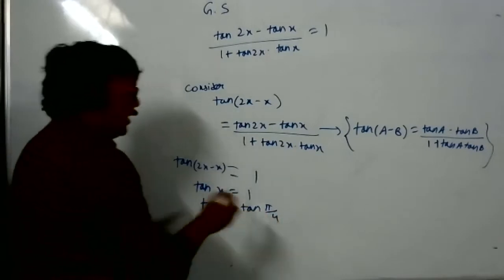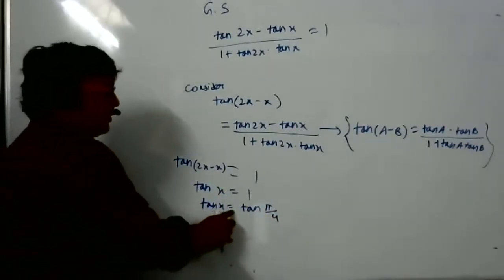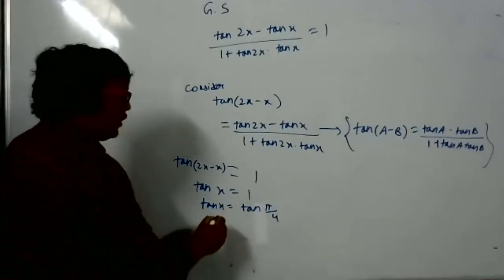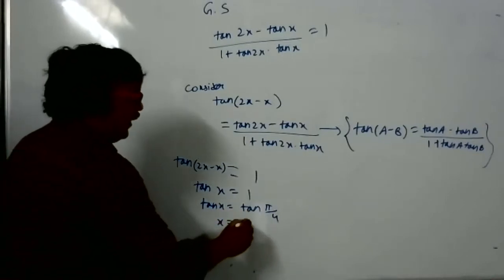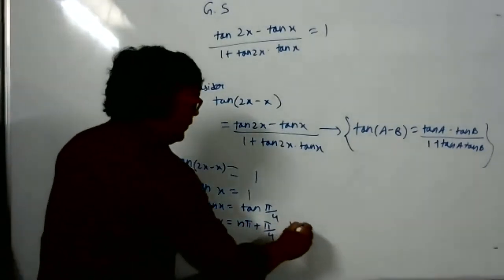So what is the general solution? General solution means the second type of formula, tan theta is equal to tan alpha. So theta is equal to n pi plus alpha, n belongs to integer. This is the answer.